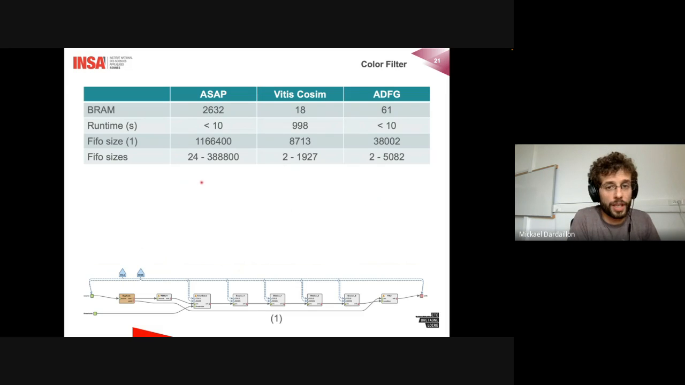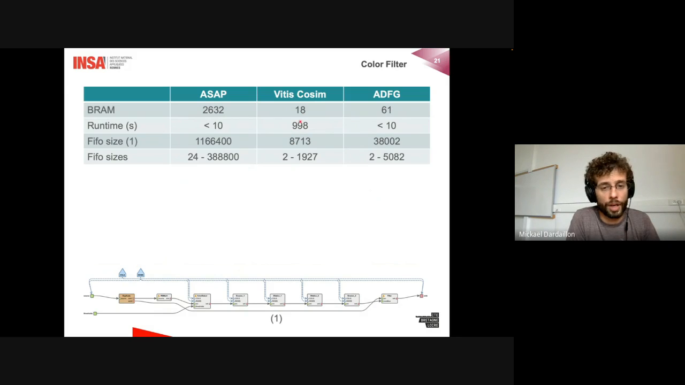So then we got another application. Same idea: we have multiple kernels which are computing data sequentially and then exchanging data. So it's multiple filters which are doing a color filter, and we got data going all the way from the beginning to the end. And if you use the ASAP approach, we're using more than 2,600 BRAMs for a FIFO. Vitis is only proposing an implementation with 18, and ADFG is 60, so a factor of 3 here.